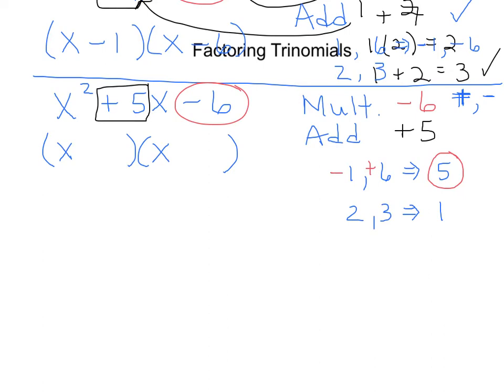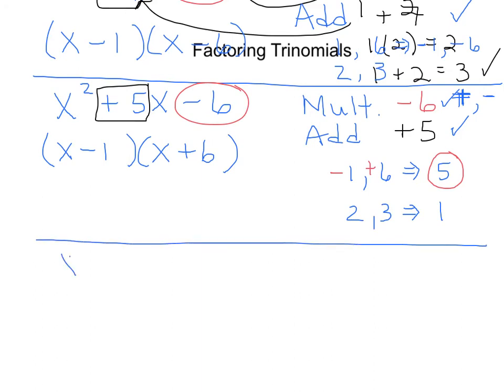And then we should always double check that these numbers do what we're saying they do before we put them in the factors. So negative 1 times positive 6 multiplies to negative 6. Does that. What about a negative 1 plus a 6? Sure enough, it gives us a positive 5. So we're ready to put those numbers, minus 1 and positive 6, into the binomial factors.